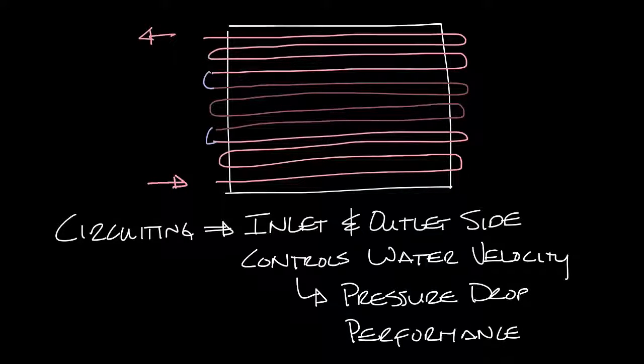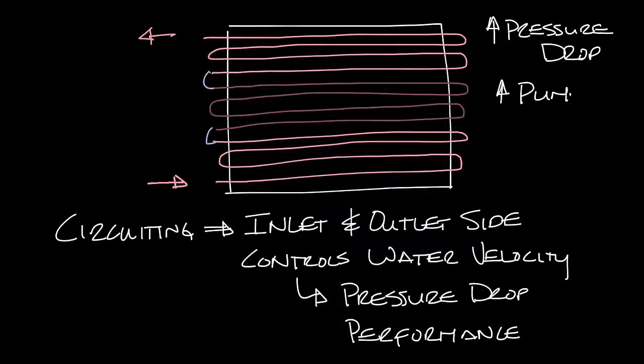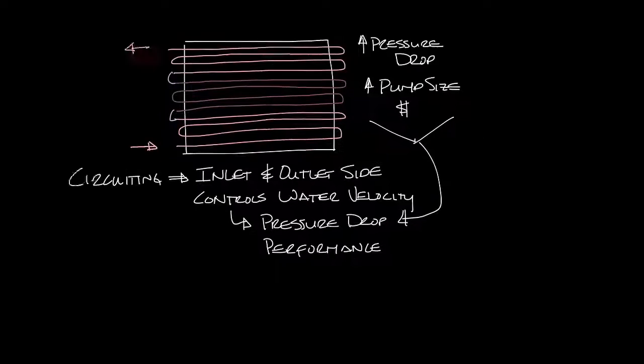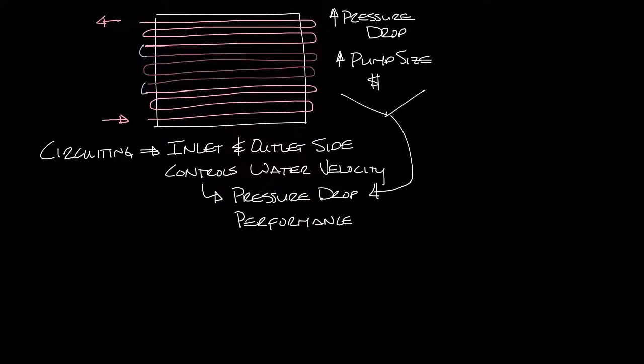Running one long tube like this would increase your pressure drop across the coil, which will affect the size of your pumps and can increase costs. So those are related to pressure drop. Let me make a little bit of room here so I can talk about performance.